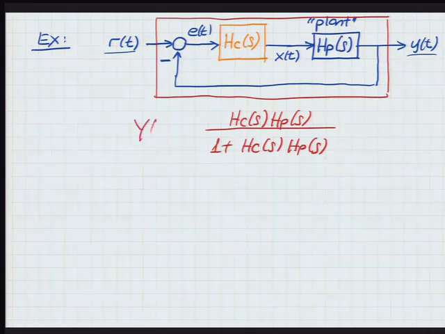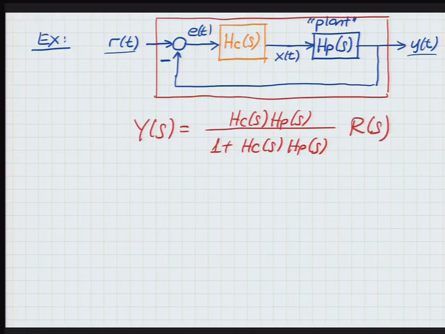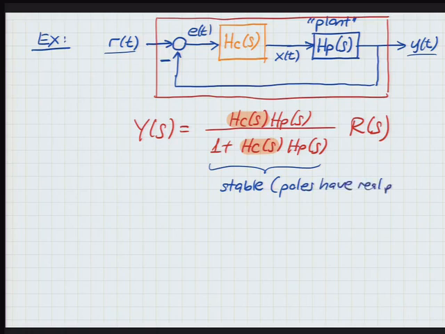That means Y of S would depend on R of S, the Laplace transform of the reference signal, in this fashion. Okay? Again, a lot of control is about designing this HC so that the overall transfer function has the desirable properties, right? For one thing, we would want it to be stable. Again, we'll talk about these, but just a little preview. We would want this transfer function to be stable. What does that mean for the poles? Poles have real parts that are negative.